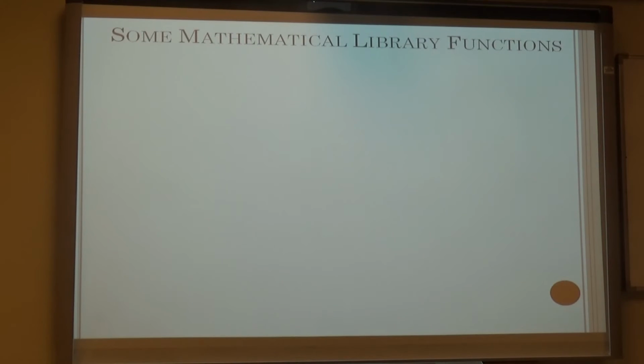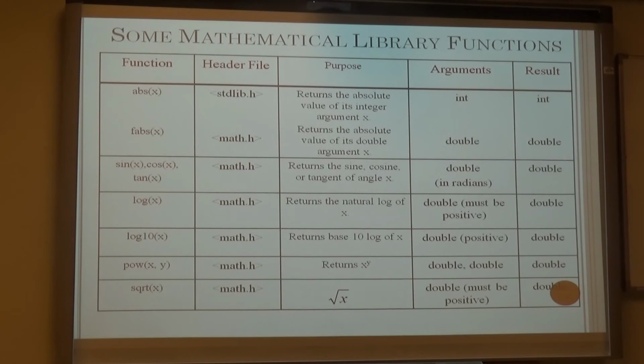Now let's look at some mathematical library functions. In this table, we see some functions. For example, abs is in stdlib.h. The floating absolute value fabs is in math.h. The sine, the cosine, the tan are in math.h. The log is in math.h. The log10 is in math.h. The power, where you get the value x raised to the power y, is in math.h, and the square root is in math.h.